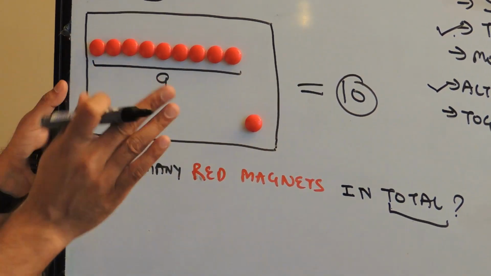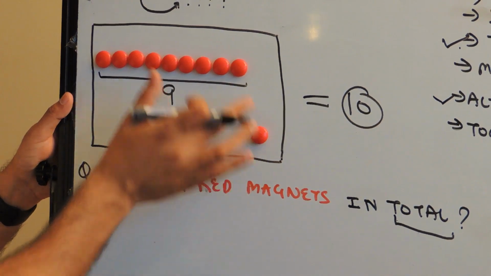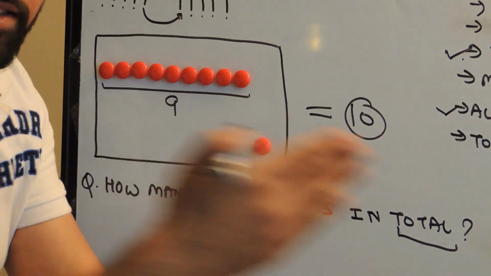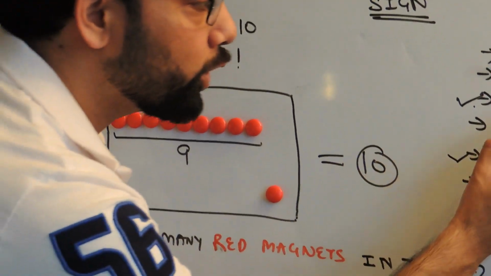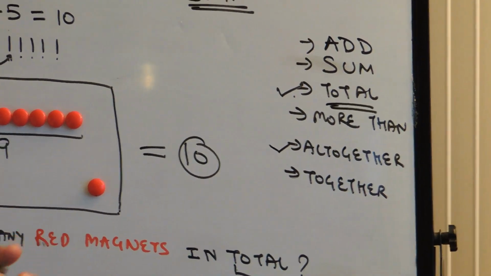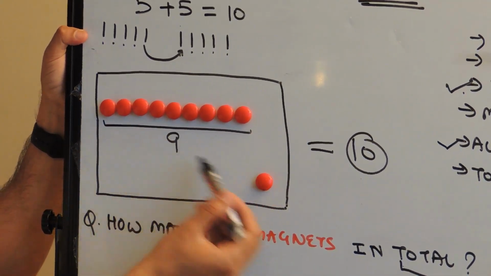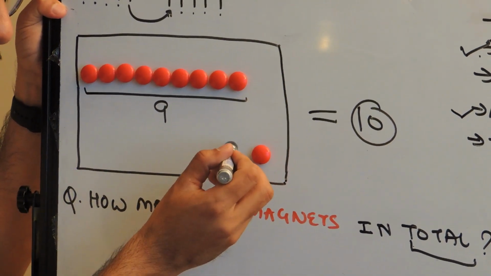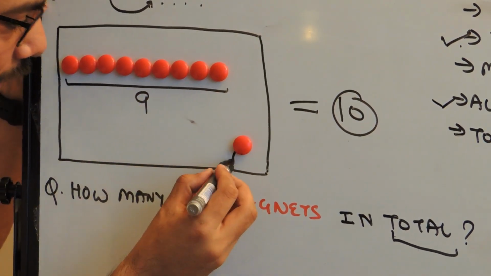Because even though we do have the 9 magnets here, another one is still inside the box. So I'm asking how many red magnets in total inside the box. Again I'm repeating the word: I'm focusing on total, and on all the red magnets inside the box. It doesn't matter even if I take the red magnet right out, as long as I'm still keeping it inside the box. So if I do like this, it was 9 and 1, right?